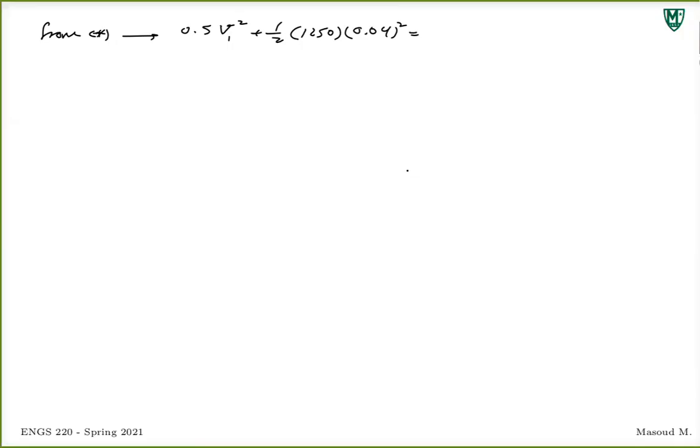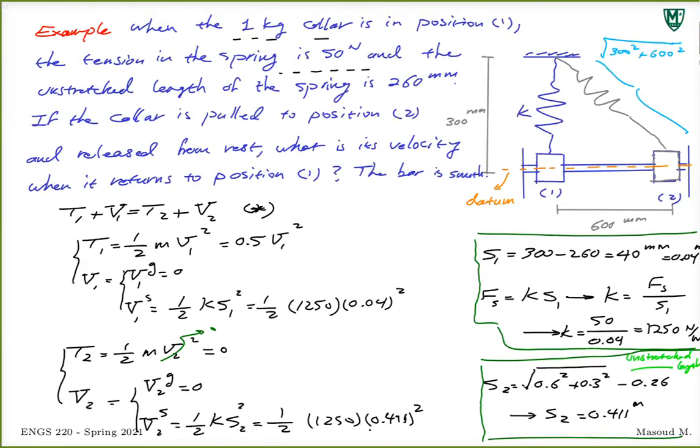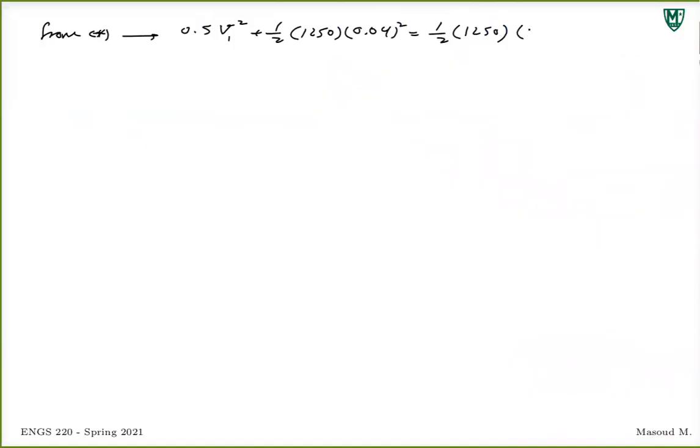no kinetic energy, no gravity potential energy due to weight. The only thing we had was 1 over 2, 1250 times whatever the spring, 0.411 squared. The only unknown there is just V1. So you can find V1 from there. Just move things around. What I got was 14.846 meters per second. Hopefully that's the correct number. Let me know if you get something else.